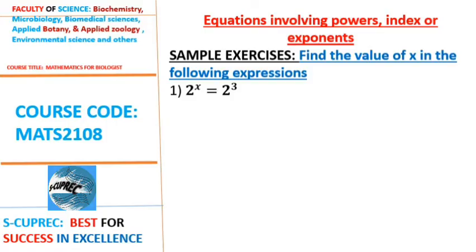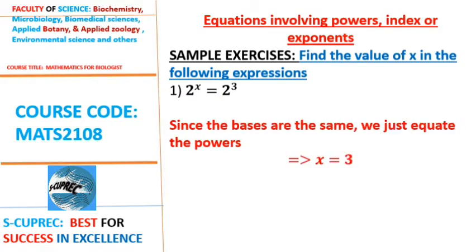Given that we have 2 raised to the power x equals 2 raised to the power 3, if you observe keenly, the bases here are 2 and the powers are x and 3 respectively. Since the bases are the same, 2 and 2, we simply equate the powers, and to that effect, our value of x is simply equal to 3. We just have to equate the powers.